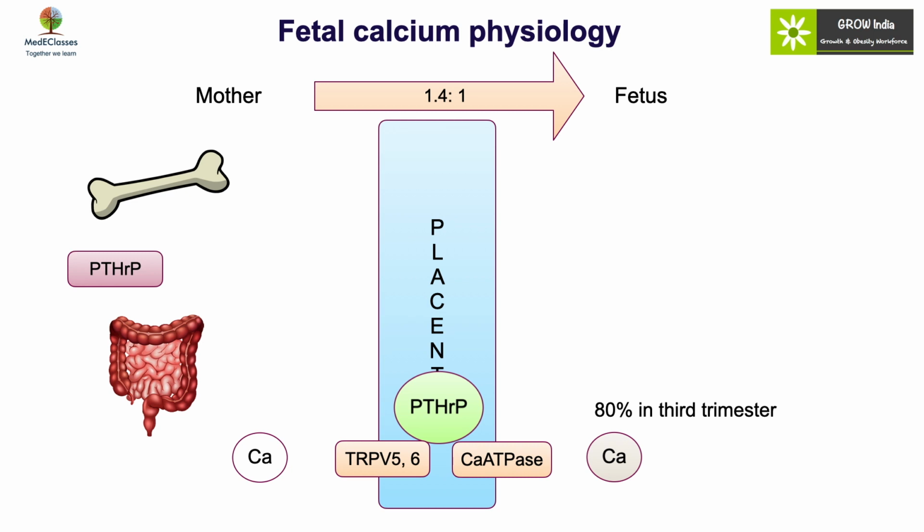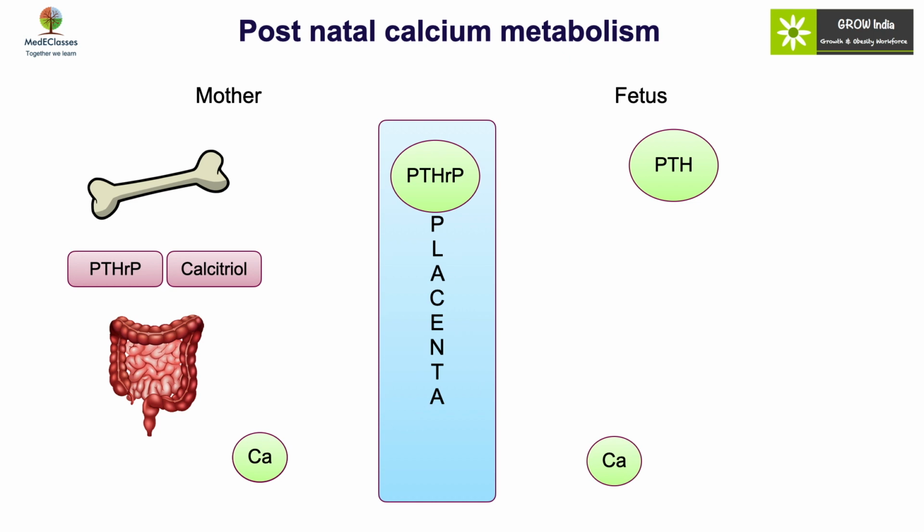So the fetus is having higher calcium, and this is achieved by leaching out calcium from the bones of the mother using PTH related peptide and getting the calcium from the intestine by increasing the calcitriol level. Now, despite this calcium factor, PTH is independent. Fetal PTH will be independent of these placental changes and will respond appropriately.